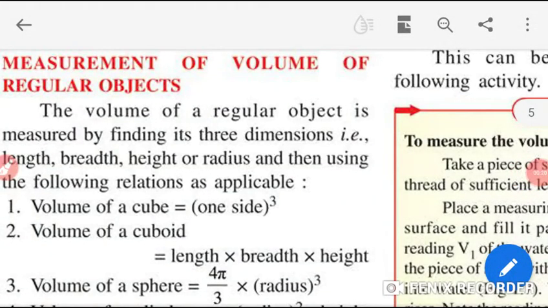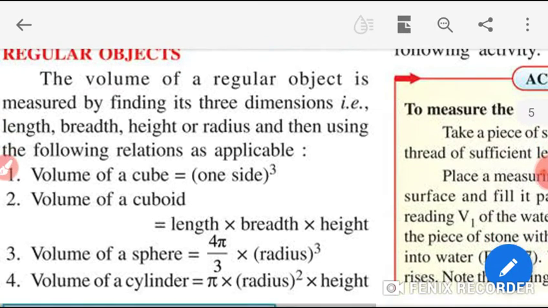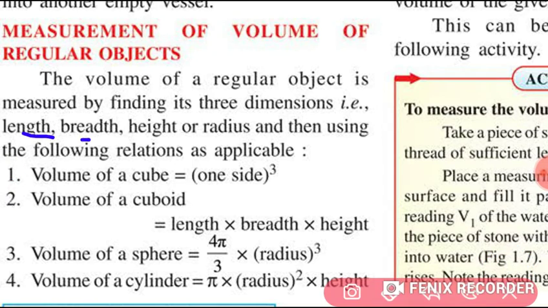Welcome students again in your physics class, chapter number 1, with the topic measurement of volume of regular objects. Students, the volume of a regular object is measured by finding three dimensions. What are those? They are length, breadth and height or radius. And we can use these by following relations.